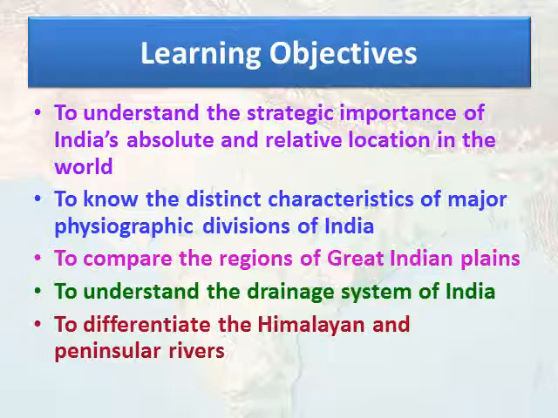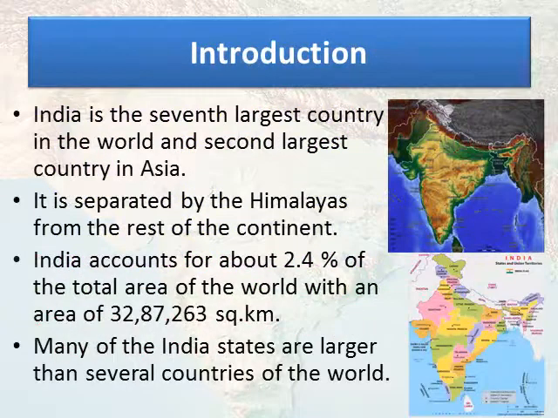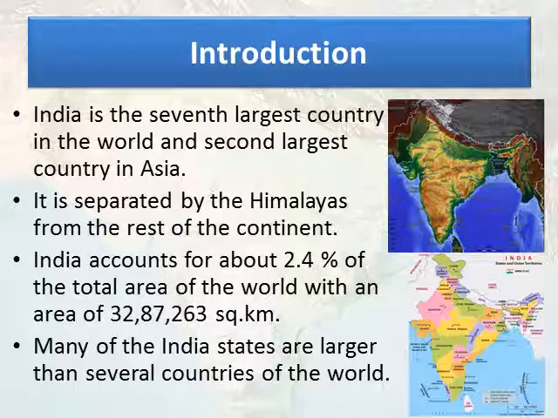Now let us understand the meaning of relief and drainage. What is relief? What is drainage? Relief refers to the mountains, valleys, plains and plateaus. The drainage system consists of a large number of small and big rivers. The Himalayan drainage system includes the Ganga, Indus and Brahmaputra river basins. We also have the peninsular rivers that flow into the Bay of Bengal, like Mahanadi, Godavari, Krishna and Kaveri. So we are going to learn about all these things in this unit. Now let us see the introduction.